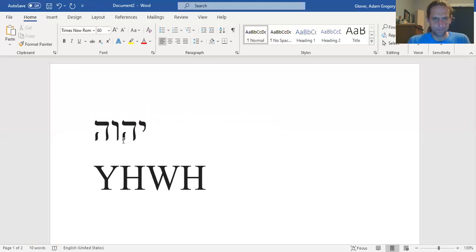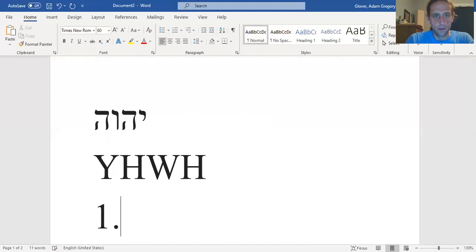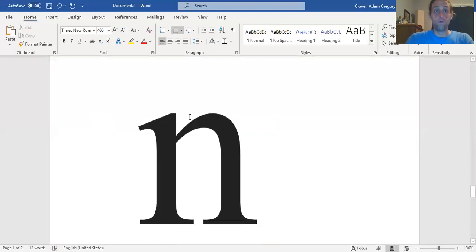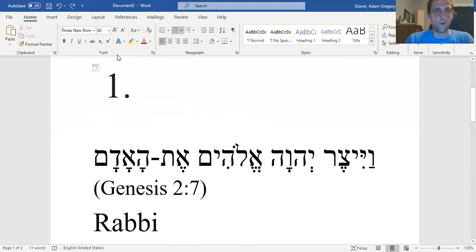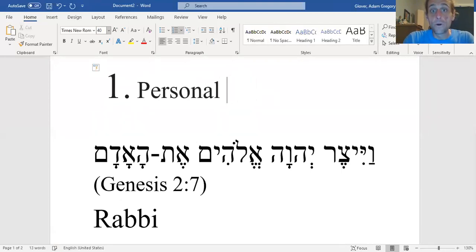Okay, makes sense. Now, a couple of things about the Tetragrammaton. First, the Tetragrammaton in the Old Testament, at least, is a name given to God, but it's not just any name given to God. It is God's personal name, his private name, the name associated with the God of the Israelites in particular.